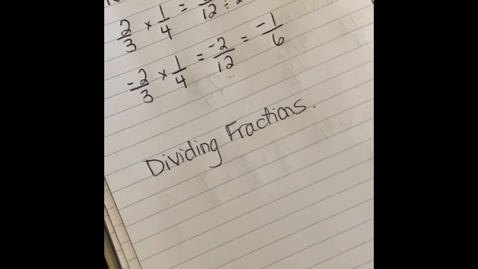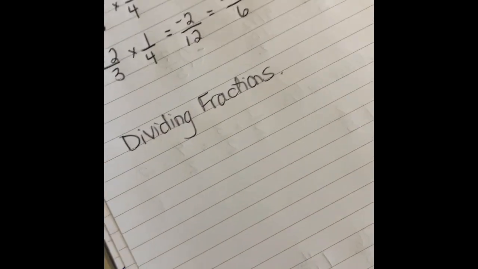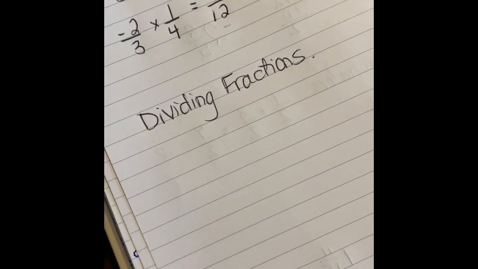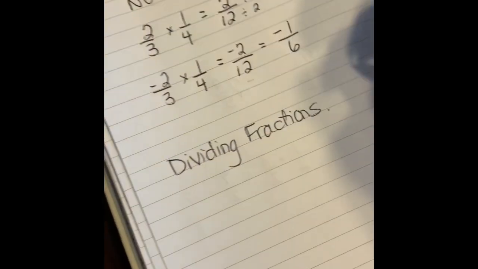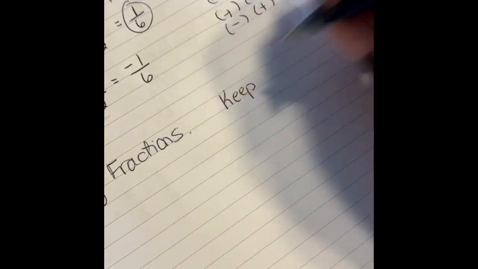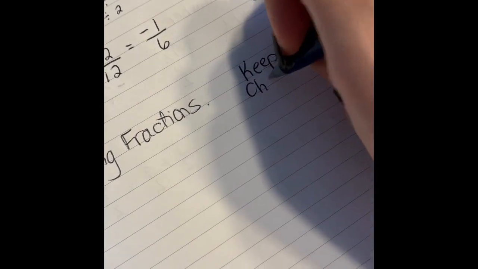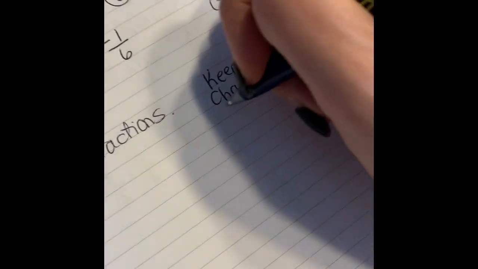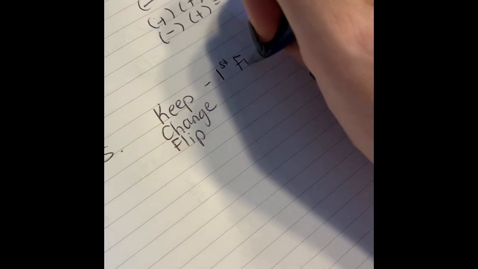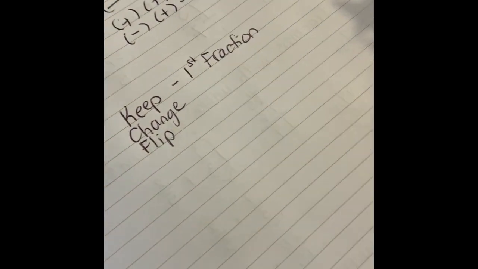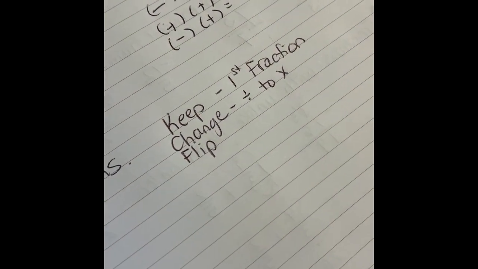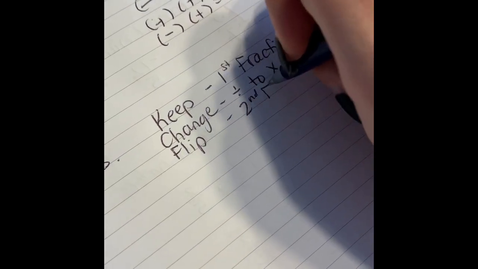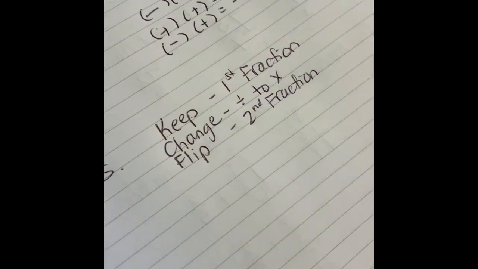Finally, we have dividing fractions. For dividing fractions, we actually want to change our question into a multiply question. And we do that with 3 words. Keep, change, and flip. We're going to keep the first fraction the way that it is. We're going to change divide to multiply, and we're going to flip the second fraction upside down.